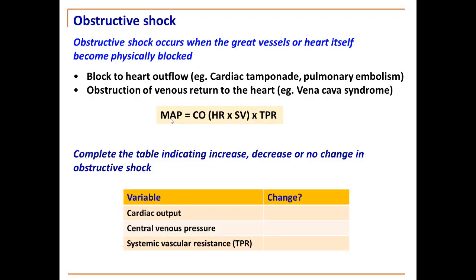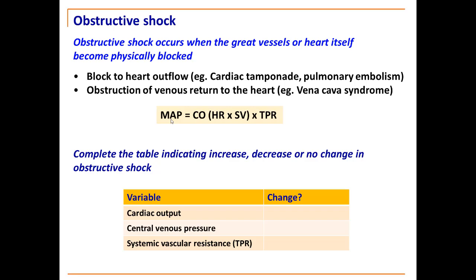And what I'd really like you to do in this last little section is complete this table below, looking at the various variables: cardiac output, which we've just done, so that's an easy one, central venous pressure and systemic vascular resistance or total peripheral resistance. What will be the changes to each one in obstructive shock? Will they go up? Will they go down? Or will there be no change? So just press pause, go up, down, no change, and we'll go through it.